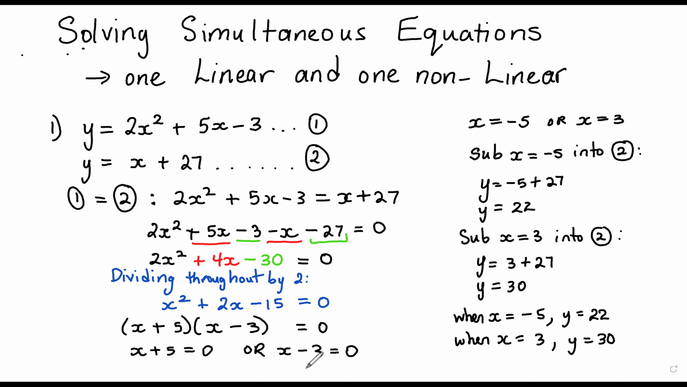And then you move negative 3 to the other side of the equation. It will become 0 plus 3, which is 3. So now I have my two solutions of x. X is equal to negative 5, or x is equal to 3.